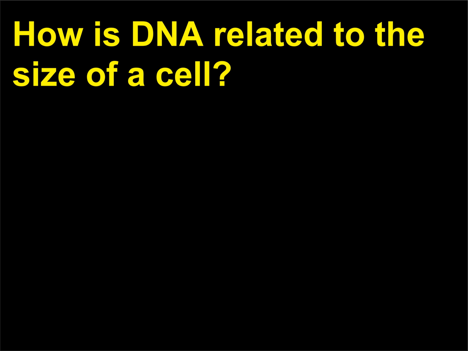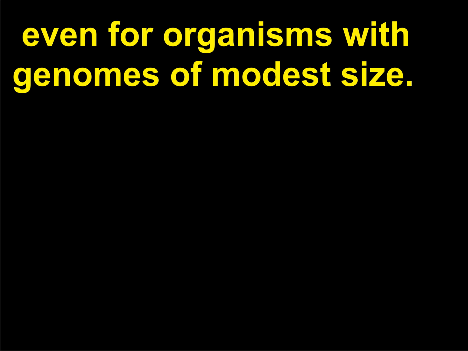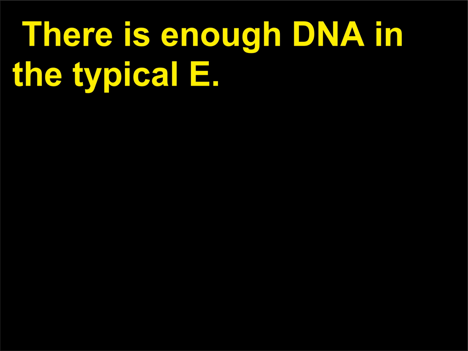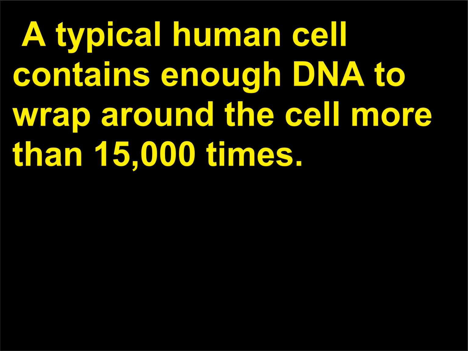How is DNA related to the size of a cell? The amount of DNA that a cell must accommodate is significant. Even for organisms with genomes of modest size, there is enough DNA in the typical E. coli cell to encircle it more than 400 times. A typical human cell contains enough DNA to wrap around the cell more than 15,000 times.